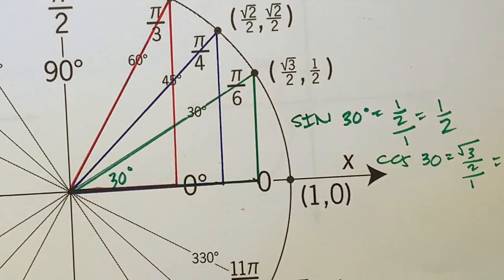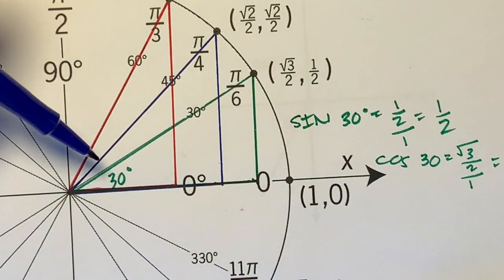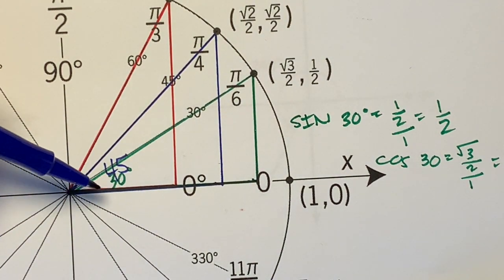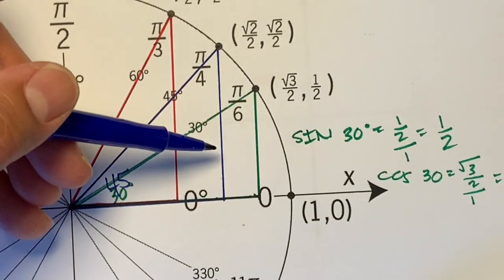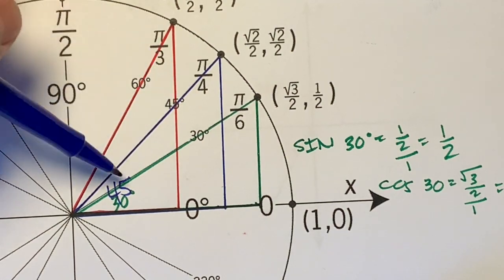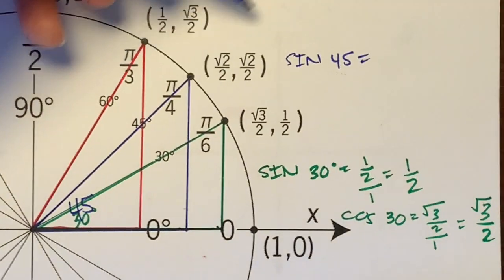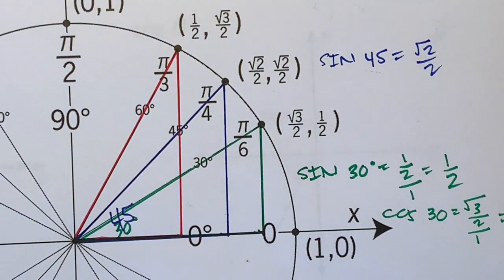So let's look at this blue triangle right here. This blue triangle is a 45, 45, 90 triangle. Let me put that 45 right here. If we wanted to figure out what the sine of 45 is, it's the opposite, which is the length of this side, radical 2 over 2, over 1, which is the hypotenuse. So the sine of 45 is really just radical 2 over 2 because it's the opposite over the hypotenuse.